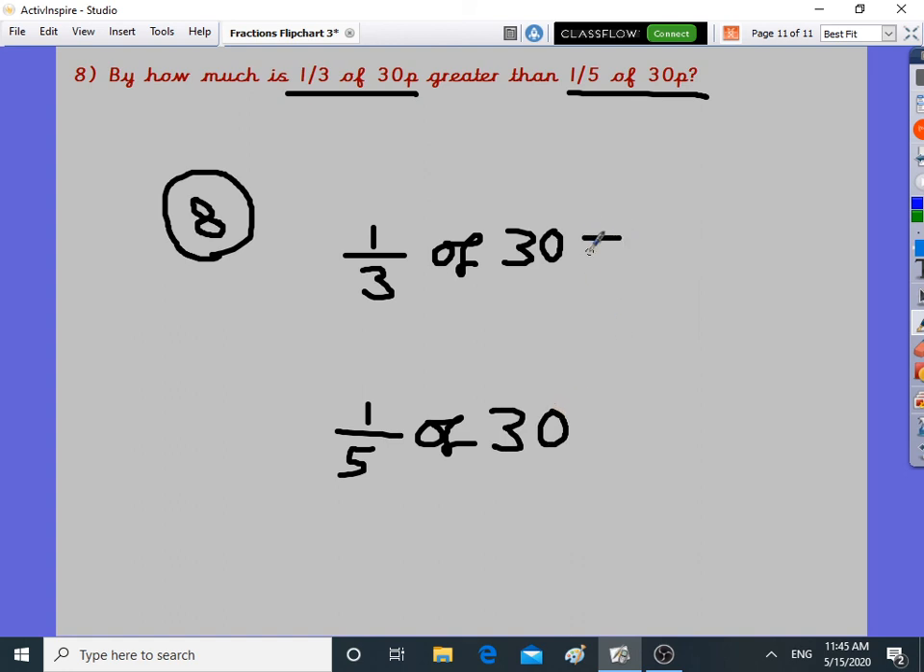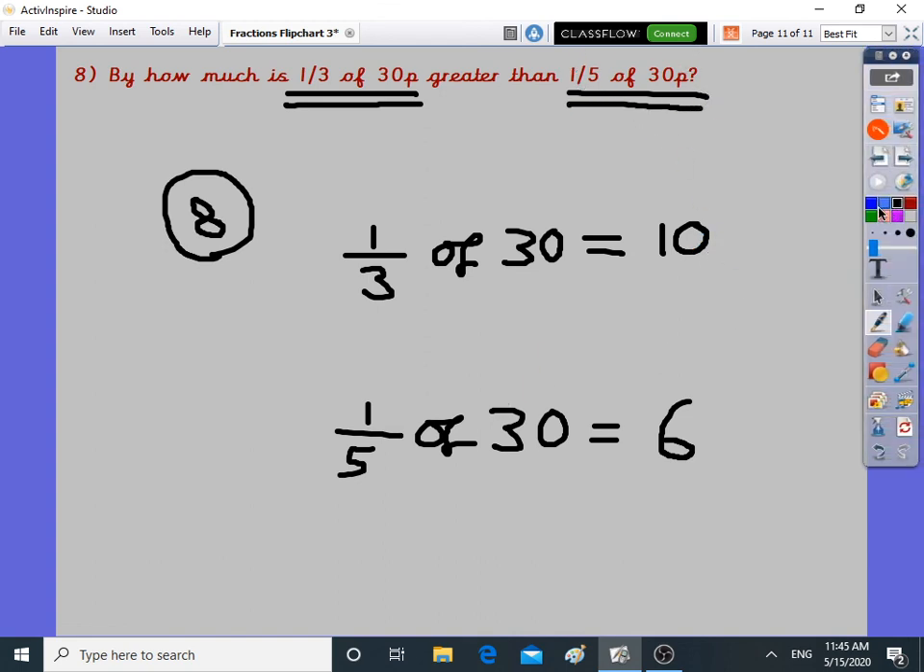So 1/3 of 30 is going to be 30 divided by 3. I'll sing my 3s up to 30. 3, 6, 9, 12, and 15, 18, 21, 24, 27, and 30. And I get 10. And down here, 1/5 of 30. I'll sing my 5s up to 30. 5, 10, 15, 20, 25, 30. Well, that is 6. Did I say this was a 2-part question? It's actually a 3-part question. Because we did 1/3 of 30, that was 10. We did 1/5 of 30, that was 6. But we've got to do the last part.